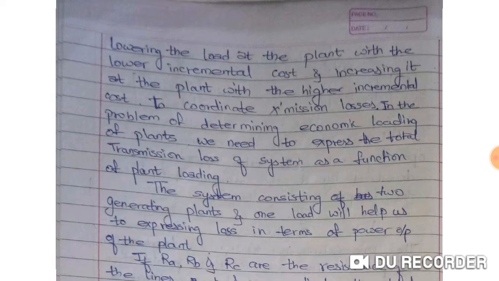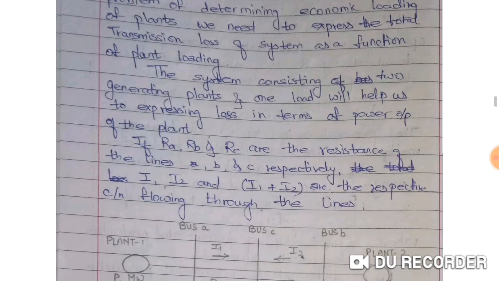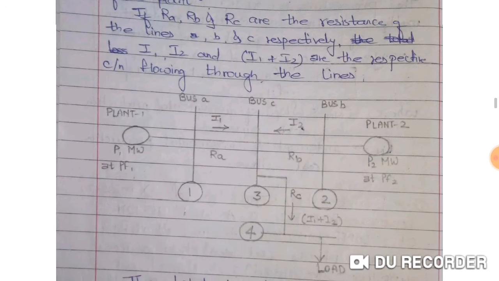Now for this we are considering a system consisting of two generating plants and one load, which will help us to express this loss in terms of the power output of the plant. If we are considering a 3-bus system, the lines will have their equivalent resistances. For example, we consider resistances RA for bus A, RB for bus B and RC for bus C respectively for the 3 lines ABC.